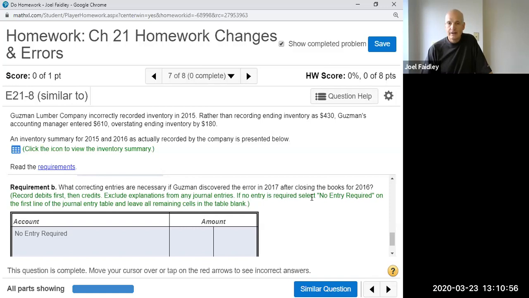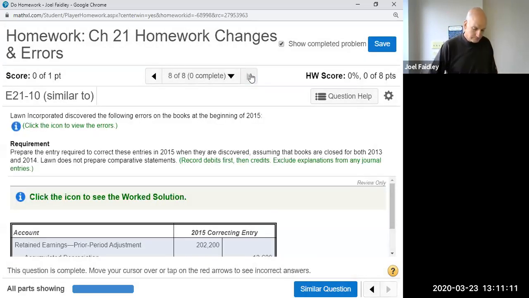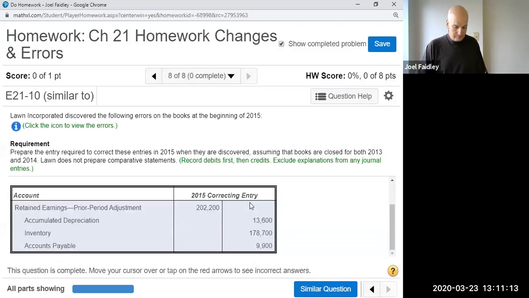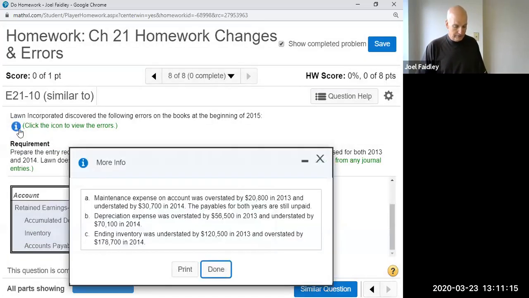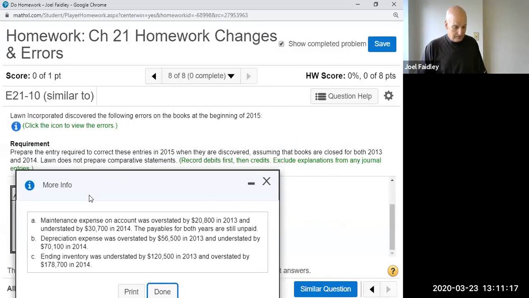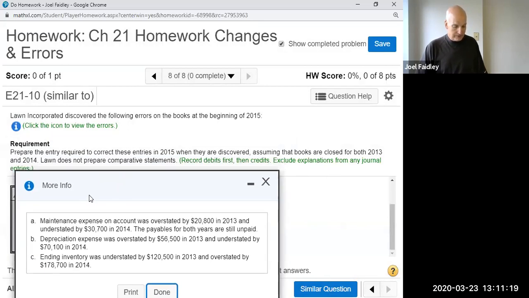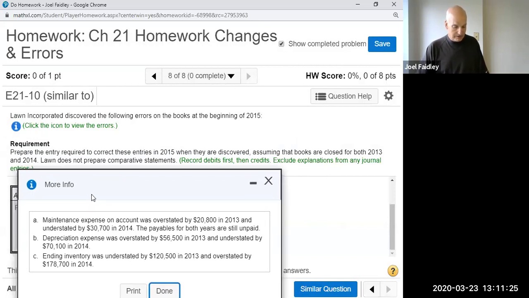Your permanent accounts are accurate, including your retained earnings. Now, you probably have to restate those balance sheet and income statements, but you're not going to do that through your financial system, more than likely. All right, and the final exercise here. A lot of stuff. Says prepare the entry required to correct these entries in 2015 when they are discovered, assuming the books are closed for both 2013 and 2014.